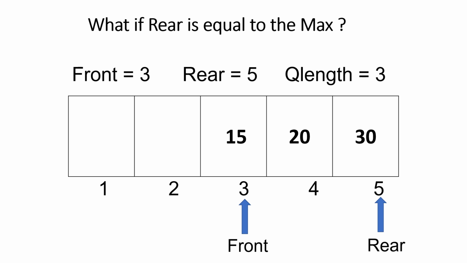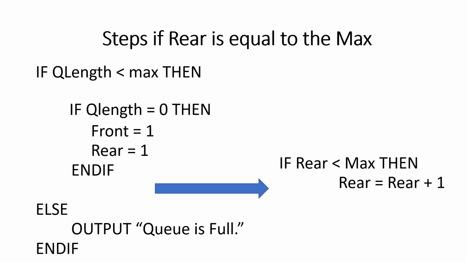What if the current condition of queue is this? Front is 3, rear is 5 and queue length is 3, which is less than max. So we can insert element in this queue. Here we cannot increment rear, right? Rear is equal to the max. If rear is less than max, then only we can increment rear and not in this case. So what do we do? It's easy. Just point it back to index 1. These statements simply go in the else part.